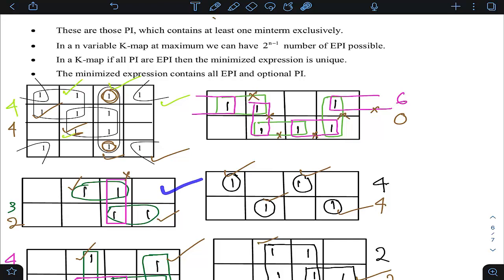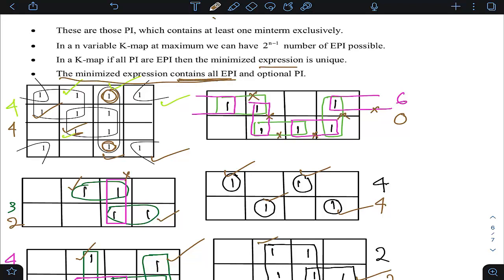Let's say here, in the minimized expression you cannot escape this particular group, because if you omit it, this min term will be uncovered. It cannot come under any group. So you cannot omit any EPI. The minimized expression will definitely contain all EPI. EPI are unavoidable, because if you miss any EPI, it means you are missing some min terms or some max terms. So the minimized expression contains all EPI.